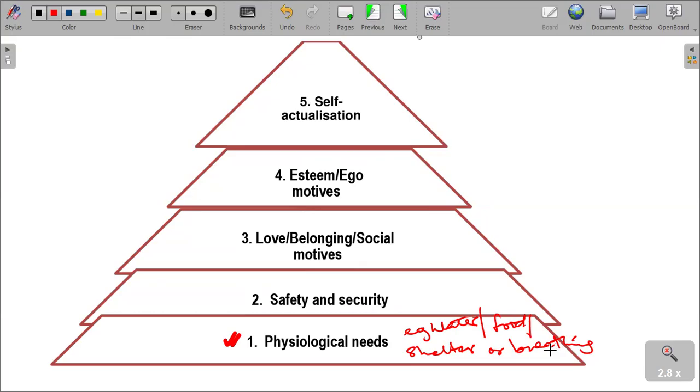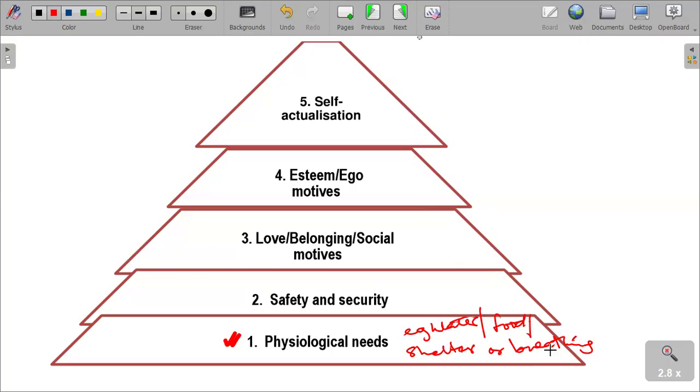So what I'm saying is that you need to understand that Maslow's hierarchy of needs starts with the physiological needs, which can be water, food, shelter, or breathing. We can also talk about clothing. We can talk about sleep. Everyone would need to sleep just to rest.